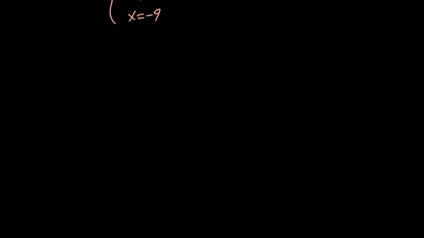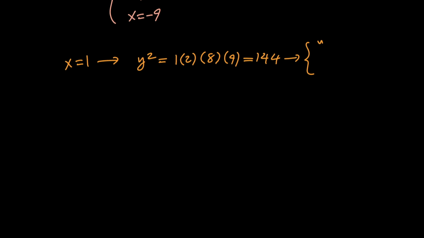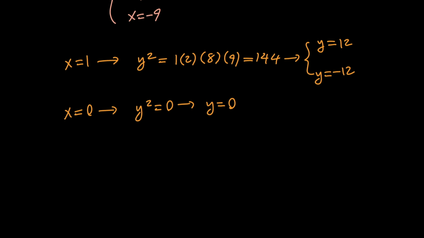So let's start with x equals 1. If x equals 1, then y squared is going to be 1 times 2 times 8 times 9, and that is 144. And fortunately, 144 is a perfect square. Therefore, x equals 1 is a valid solution. And from that, we can say that y is either 12 or negative 12. Next, let's test out x equals 0. If x equals 0, y squared is going to be 0, which means that y equals 0.